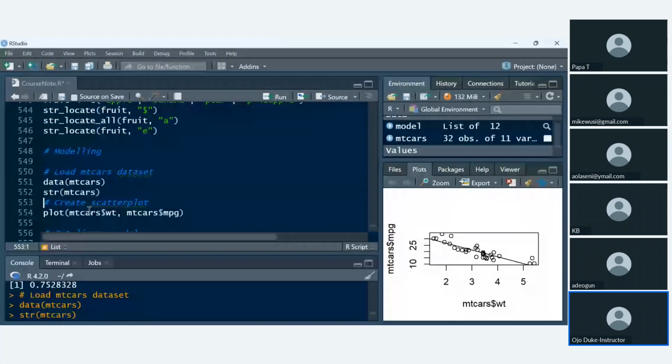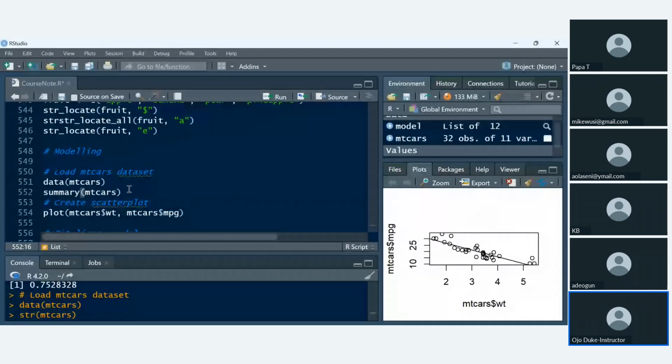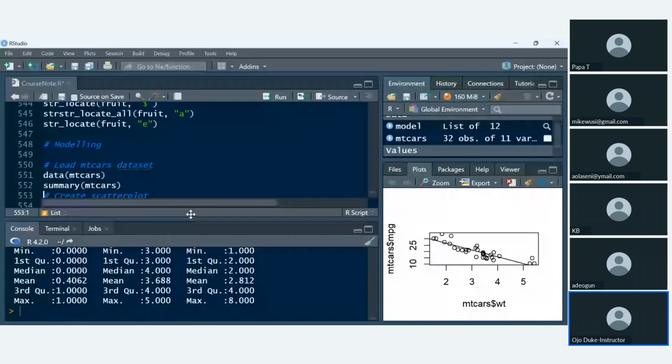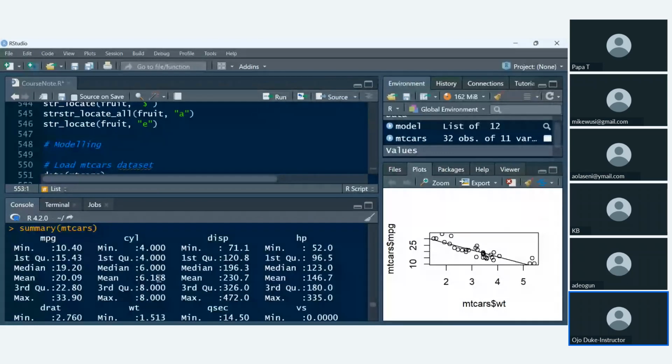Okay, so let's go into it. You can also do a summary, but the summary will not work for all. For those values that are real values, summary might work, but not for all. So let's do summary here. Summary will just give you the descriptive statistics of the data. As you can see, it gives you the descriptive statistics of each variable. The ones that are factors, the values will not make any sense. Okay, so that is that.